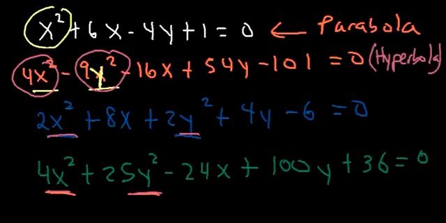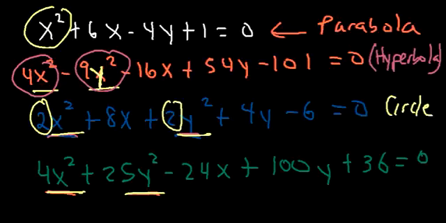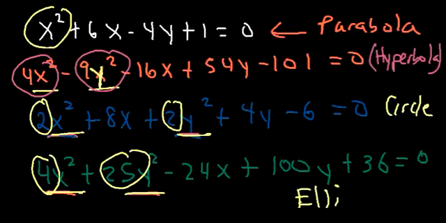Now, to distinguish the circle from the ellipse, look at the coefficients of x squared and y squared. A circle is perfectly even. So if the coefficients are the same, it's a circle. If the coefficients are different, it's an ellipse. And that's how you can distinguish these four conic sections if it's not in standard form.